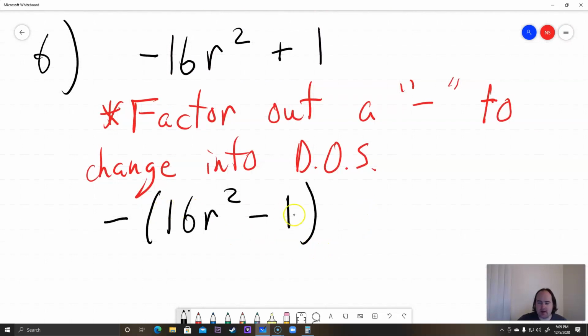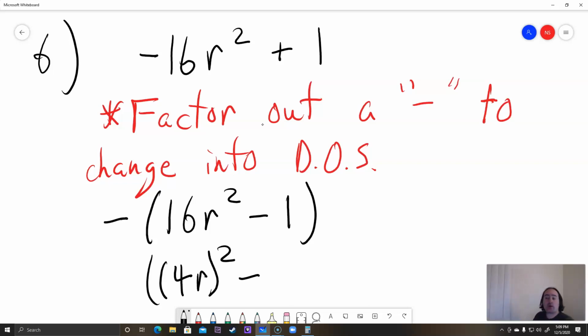Okay, but now we've got it mostly in that form. So now we need to rewrite the 16r squared as something squared. So let's see. Well, what squared gives me 16? 4. And then r squared gives me r squared. So we have 4r quantity squared minus, well, what squared gives me 1? 1. So we have minus 1 squared. And then we still have our minus out front.